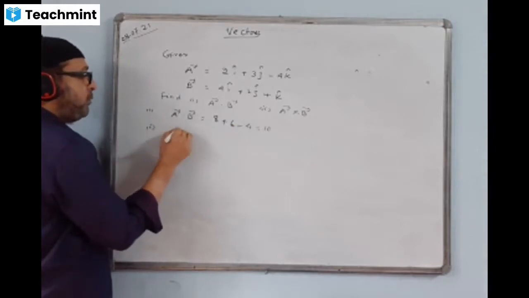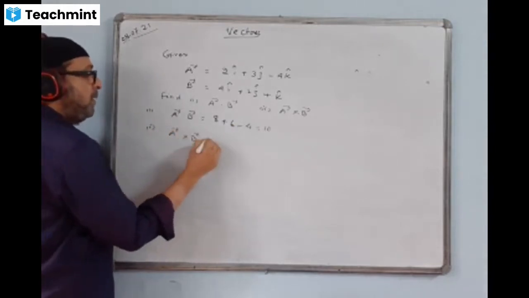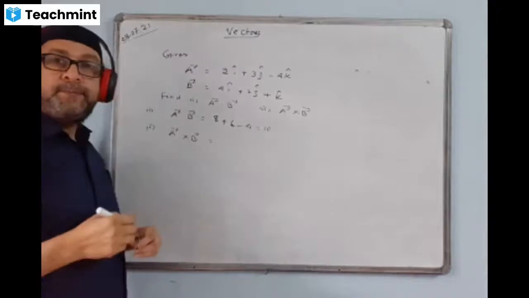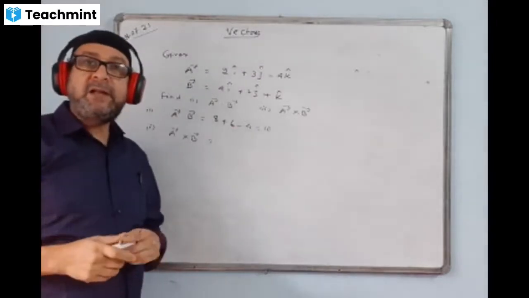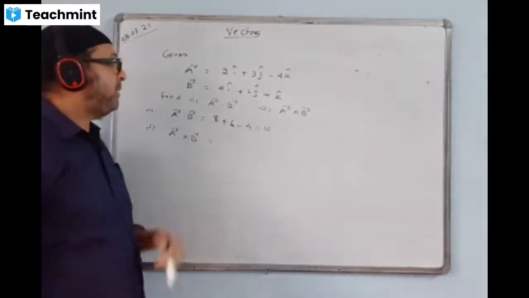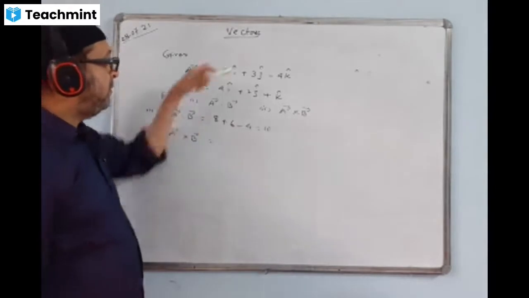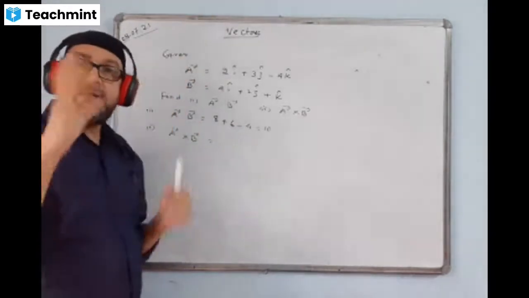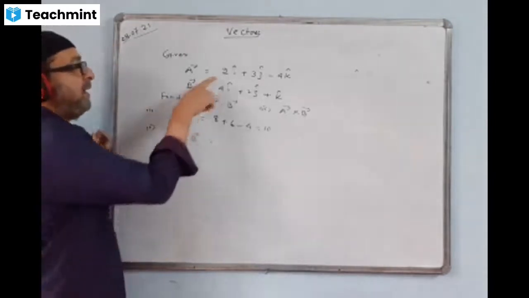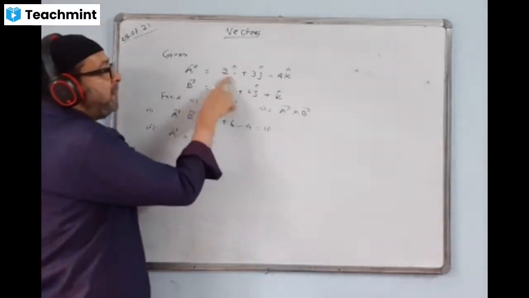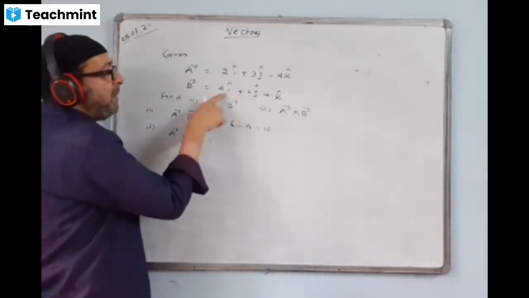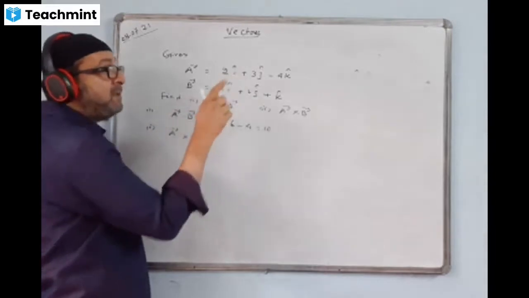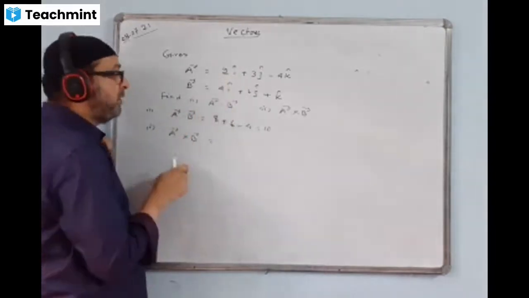Second one, A cross B. To find A cross B, it will take time, okay. I will not multiply the same things because i cross i is 0. I will multiply only the different ones. I take this one and multiply with this and with this. Cross, I am talking about the cross product.